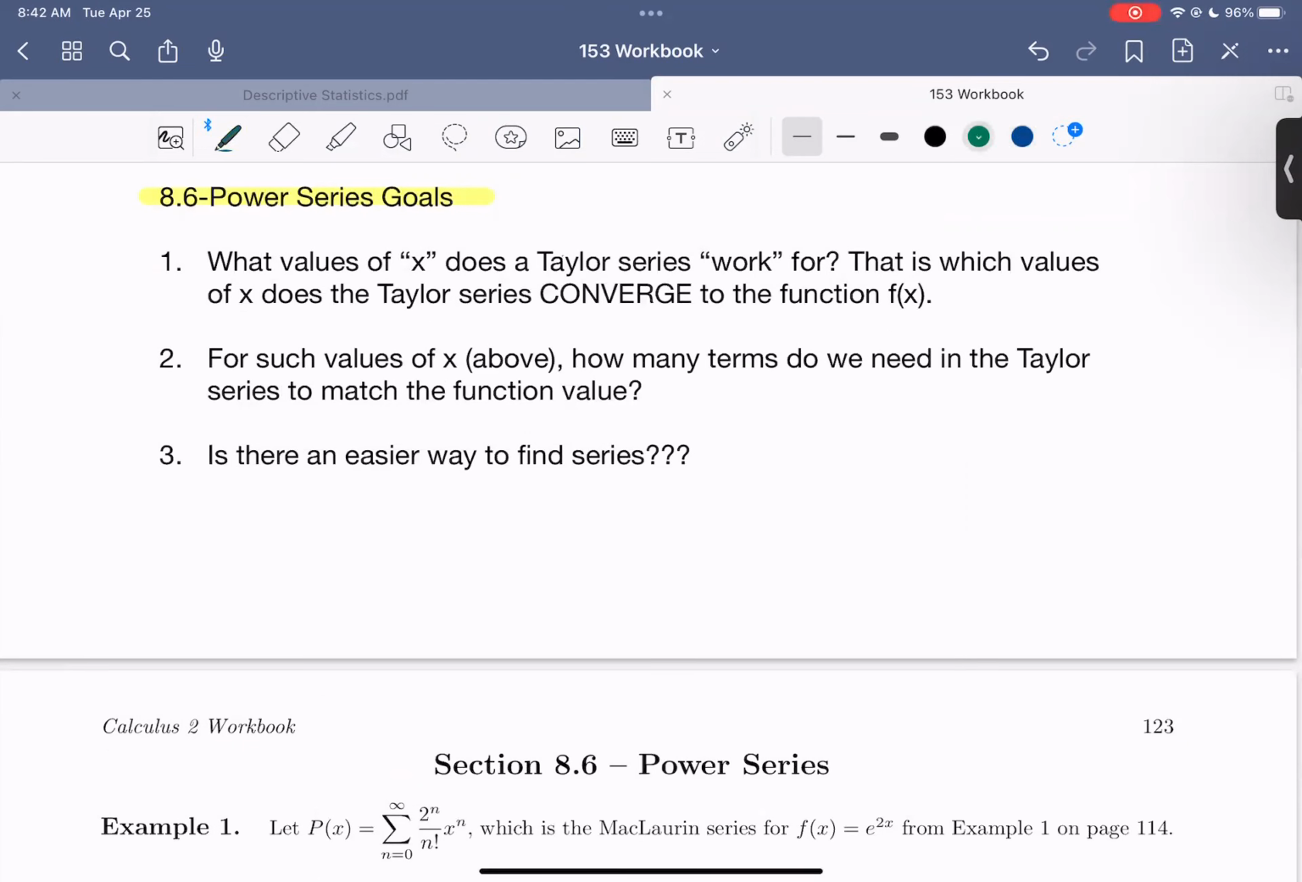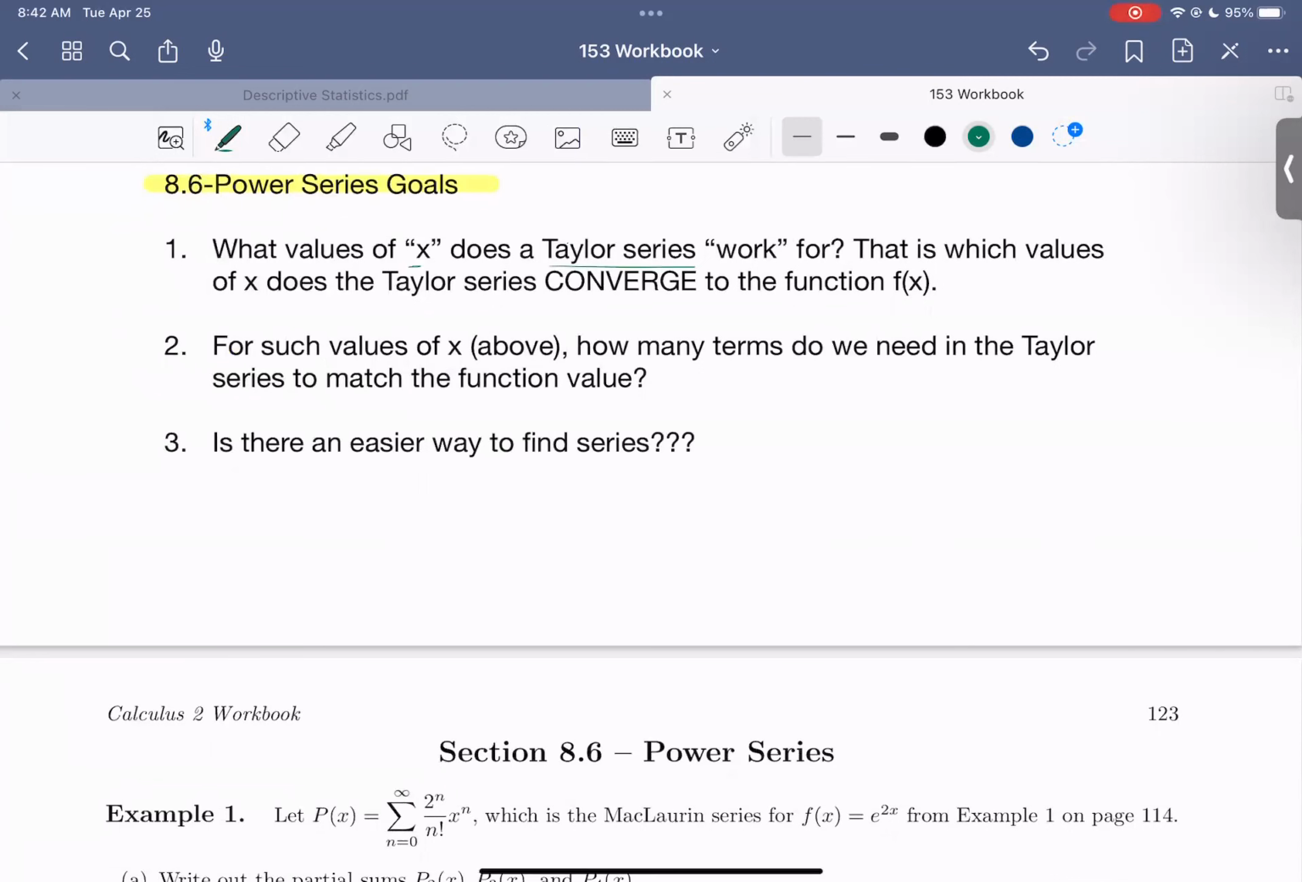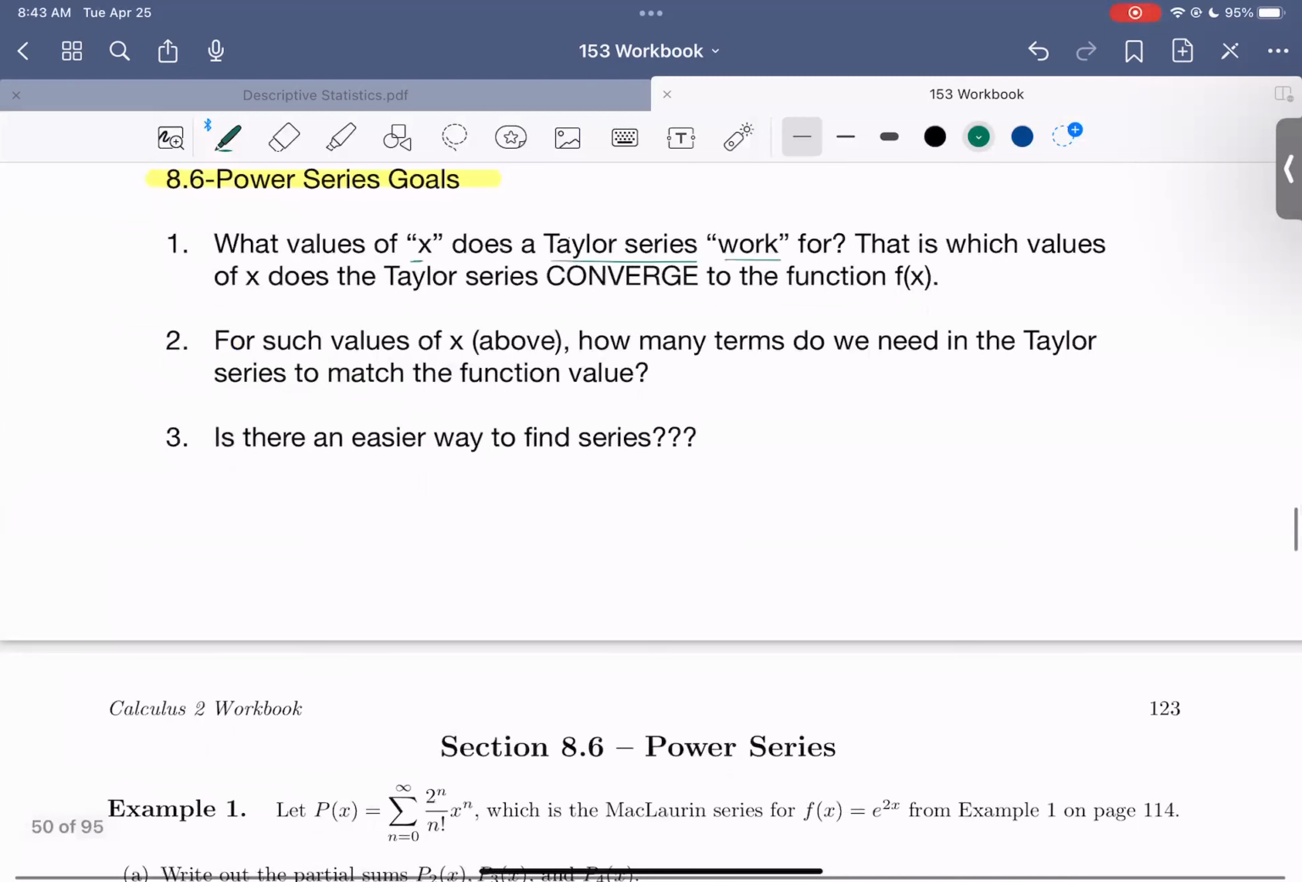First of all, recall in 8.5, our previous section, we were creating Taylor series, which are series that approximate a function. And in fact, we showed that if we look at the infinite series, we can get spot on in some instances. But the question is then, for what values of x does that Taylor series work? In other words, which values of x does the Taylor series converge to the function value, f of x?